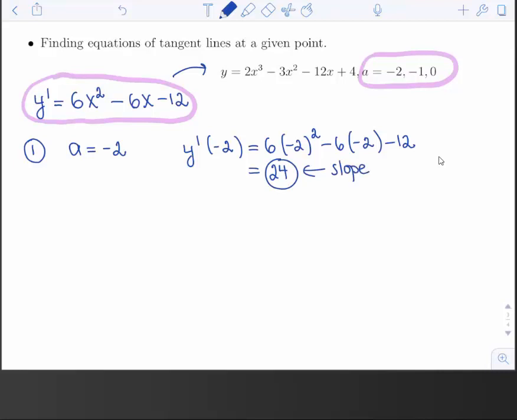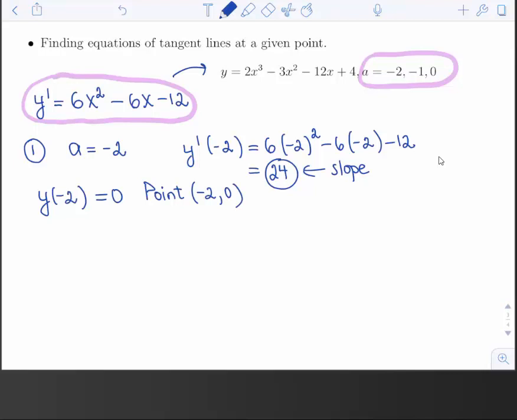That's the slope of the tangent line, which means at that point, the line will be increasing with a really, really steep slope, right? 24, that's relatively big. Okay, the value of the function y evaluated at -2. When I put this in, I'm going to get 0. That is my point. My point is -2, 0. And we're going to check all of this using a graphing utility.